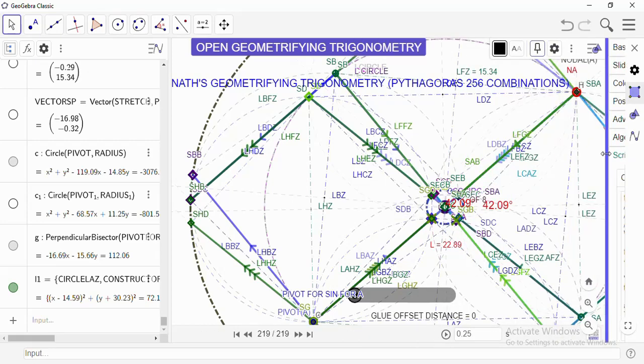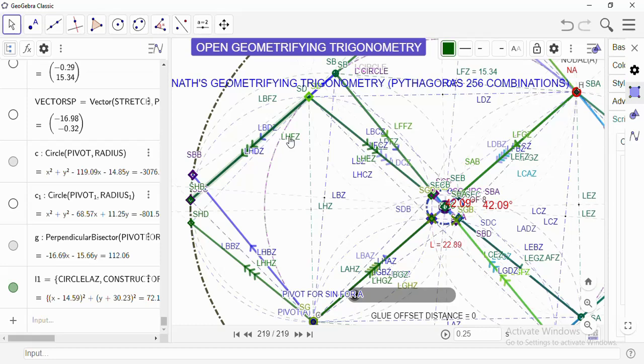Let me explain here. That is, this one is LHF. What does that mean? ABCD, these four are cos theta symmetries. EFGH are sin theta symmetries. Here we have used H and F.